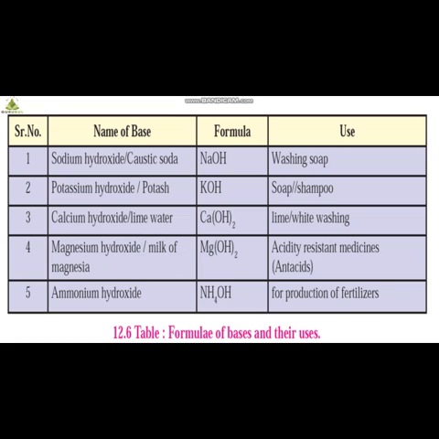Okay. Fifth, we have ammonium hydroxide. How to write the chemical formula for ammonium hydroxide? Students, it is NH4OH.